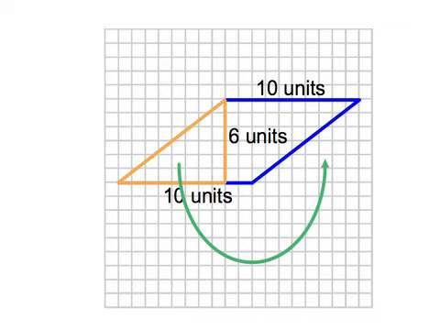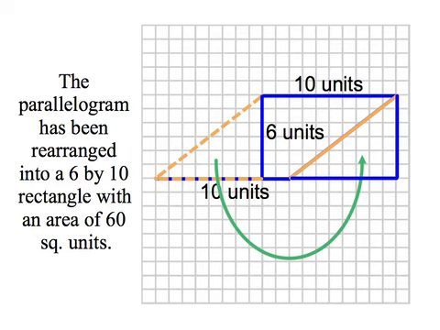And after we cut it out, we'd move it over, and you could see that if we could do that, it would fit nicely over on the right. But rearranged, we're looking at a rectangle, which is 6 units by 10 units. And of course, for a rectangle, that's 6 times 10, or 60 square units.